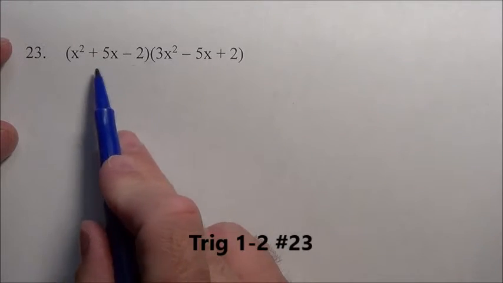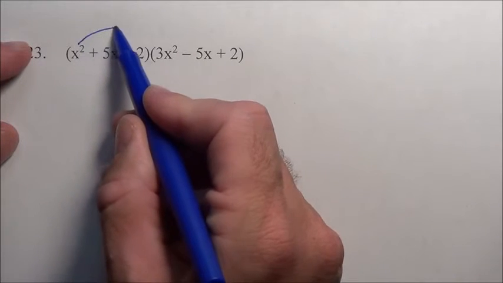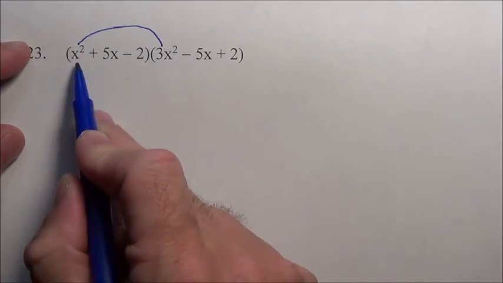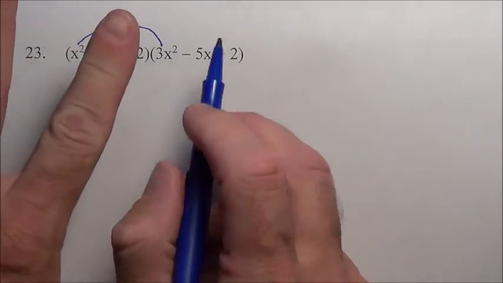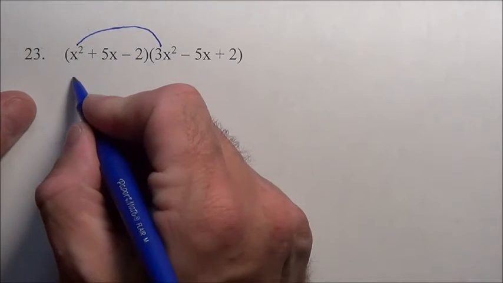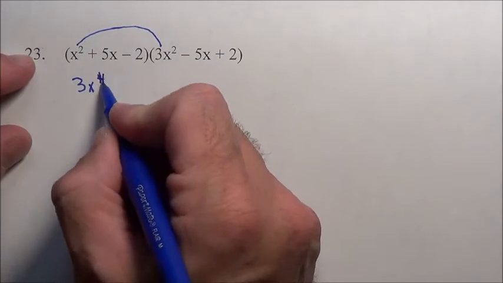Here's problem 23, a trinomial times another trinomial. So I'm going to have to do the x squared distributed through to this piece to start. X squared times 3x squared. Well, remember, that's xx times another xx. Xx times xx, how many x's do you have now? You have 4 of them. So that's going to be 3x to the 4th. That's a 4 right there.